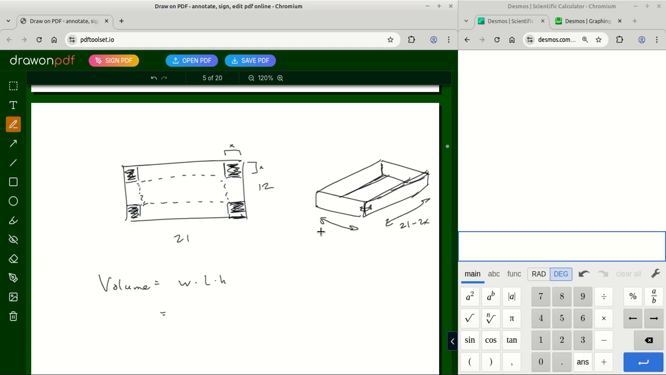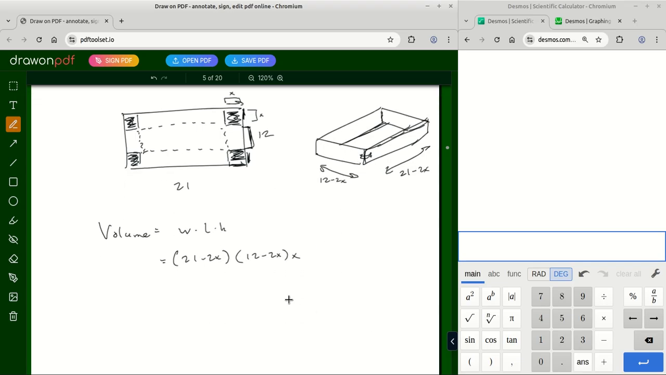I have my 12, but then again, I'm removing 2 x's. I'm removing this one. I'm removing that one. So this length here is not 12 anymore. It's 12 minus the 2x. And then the height is however much I'm cutting out. So that's going to be height of x. So here we go. I got 21 minus 2x, I got 12 minus 2x, and then I have an x, and they're multiplying the whole thing there. And this is supposed to be a maximum.